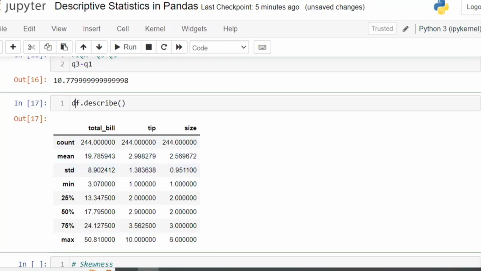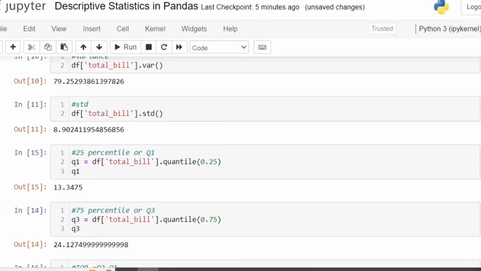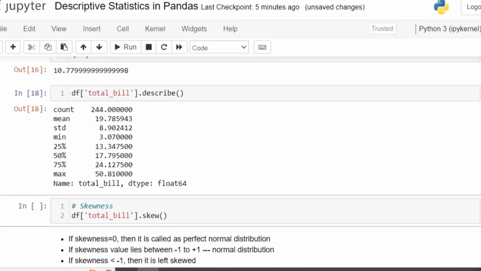If you are interested in a particular column only, you write for that particular column, total underscore bill. Then you'll get only for that particular column. This is the count, the mean value, standard deviation value, minimum value, maximum value, and 25 percentile, 50 percentile, 75 percentile. Whatever we have done above, the same thing you are going to get in a single shot by using describe.